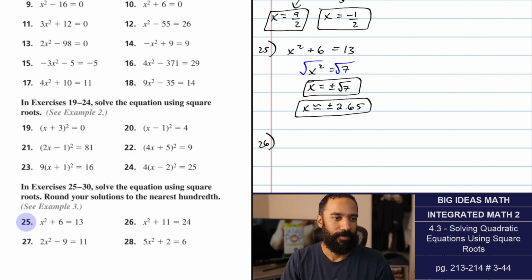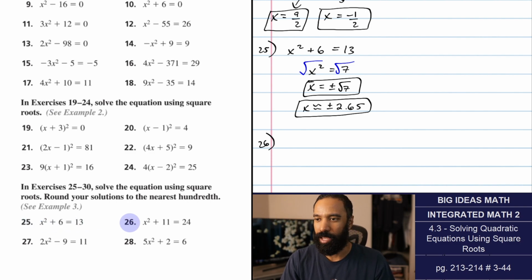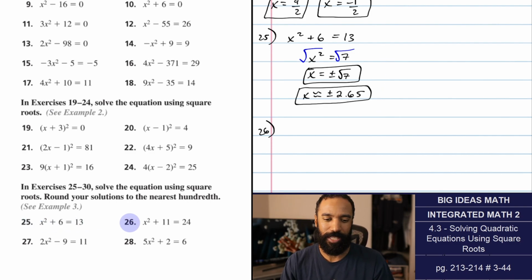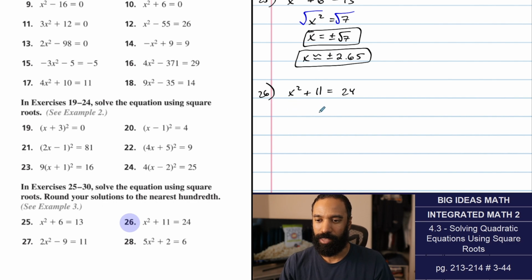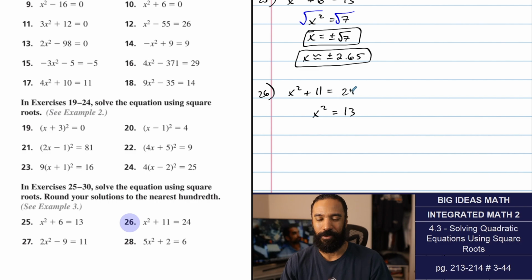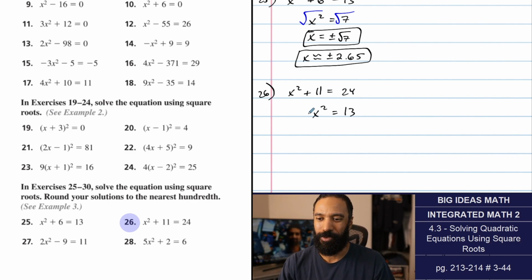Number 26, x squared plus 11 equals 24. You know, I find it interesting that we're not running into problems that are akin to 4.1 where we simplified radicals. I hope it comes up, because the whole point of simplifying was to do it for problems like this. Obviously, there are some problems where we're going to be able to do it. We'll find out when that is.